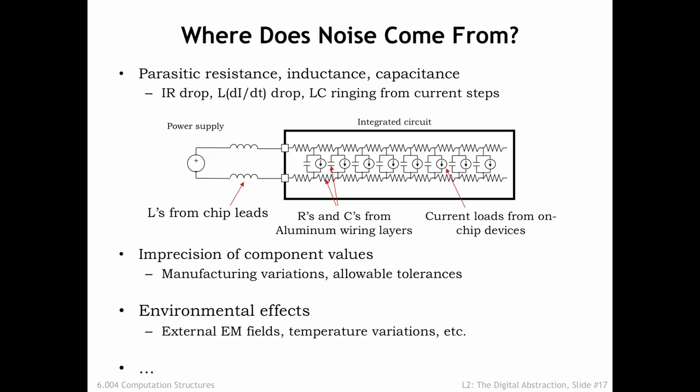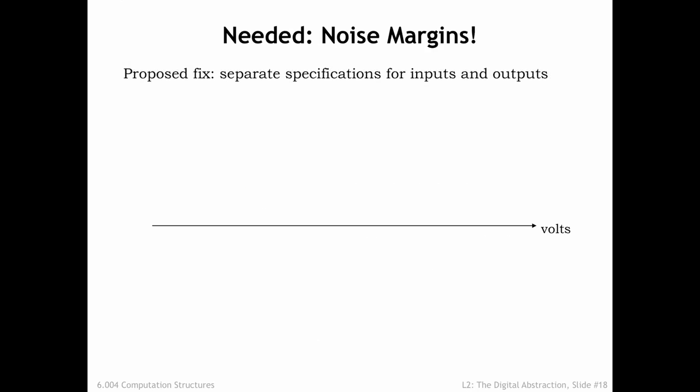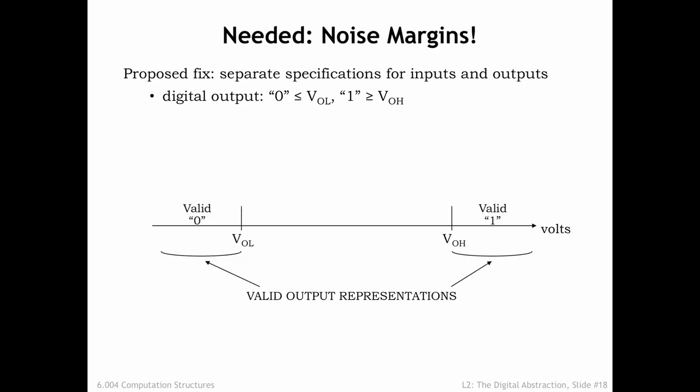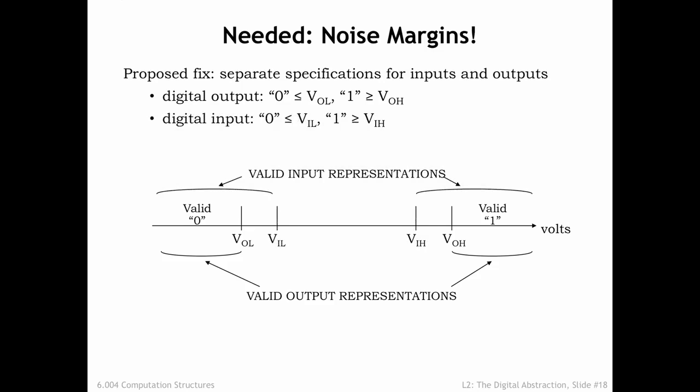Let's see how this would work. Our proposed fix to the noise problem is to provide separate signaling specifications for digital inputs and digital outputs. To send a 0, digital outputs must produce a voltage less than or equal to VOL, and to send a 1, produce a voltage greater than or equal to VOH. So far, this doesn't seem very different than our previous signaling specification. The difference is that digital inputs must obey a different signaling specification.